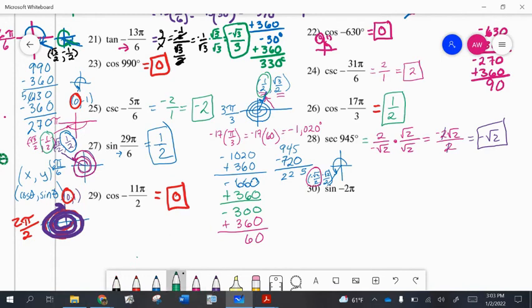Sine of negative 2 pi, last one. Negative 2 pi is coterminal with 0. Negative 2 pi is right there. I know my coordinates there are 1, 0. They want the sine, which is the y value, so that's just 0.